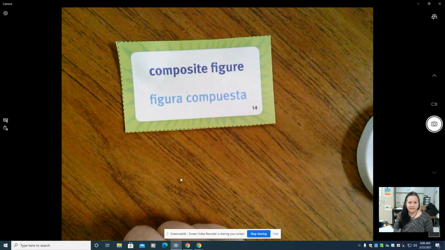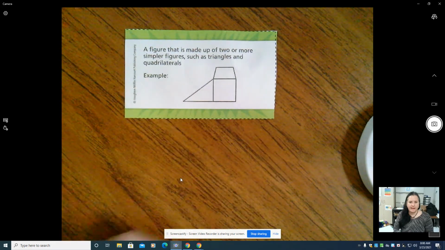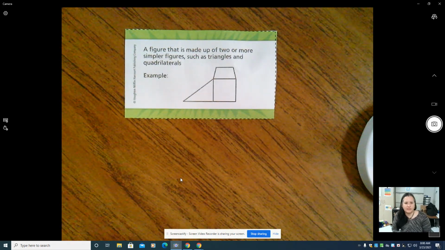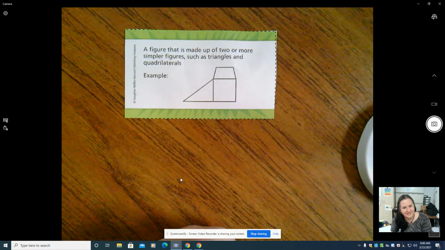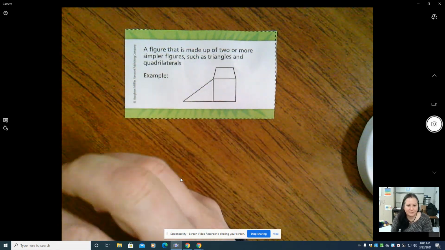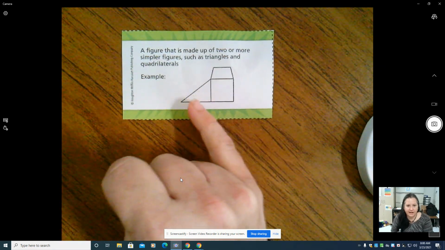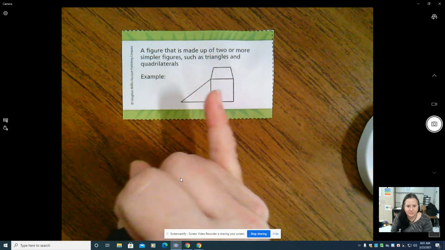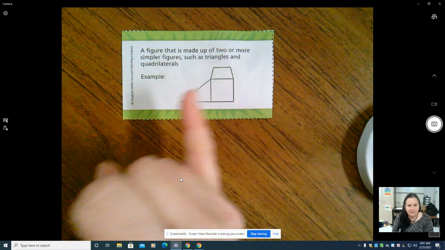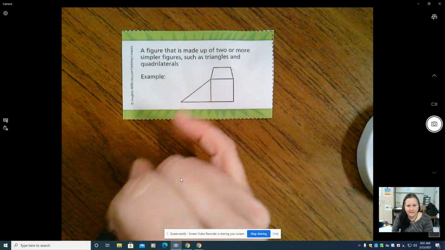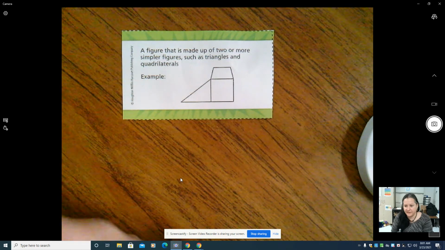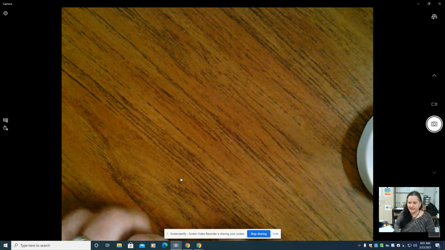And then a composite figure. A composite figure is a figure that's made up of two or more simpler figures such as triangles and quadrilaterals. So this composite figure just means that you take different polygons and you put them together, and they are not always the same. It could be two rectangles next to each other and a third rectangle up here, but it's some kind of shape that takes different polygons and puts them together to make a composite figure, and composite is putting them all together. All right, that's our vocabulary for chapter 10.